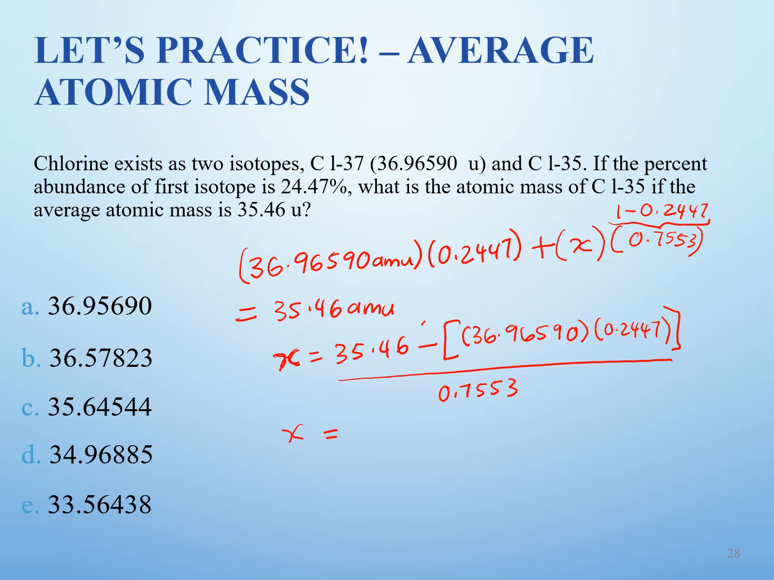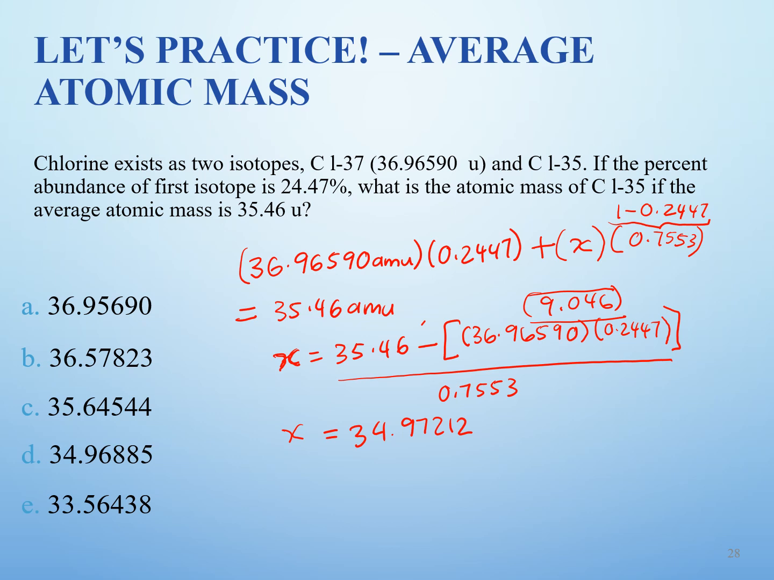When we get the answer, it's going to give you a long list of numbers if you just go straight into your calculator. In the top number, you probably get something like 9.046. Then 35.46 minus that number, divided by 0.7553, you should get something about 34.97212.